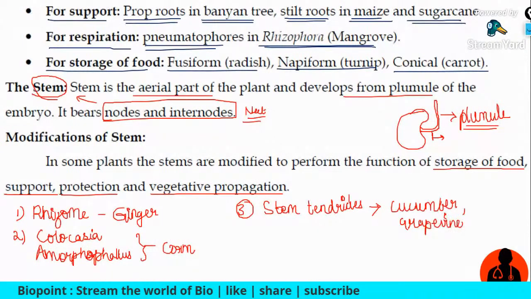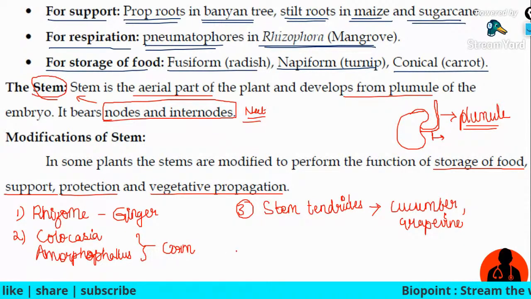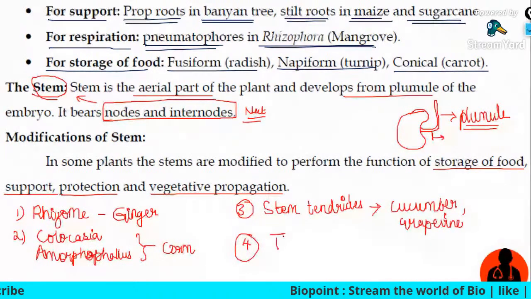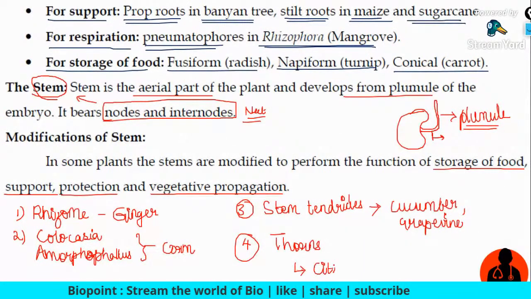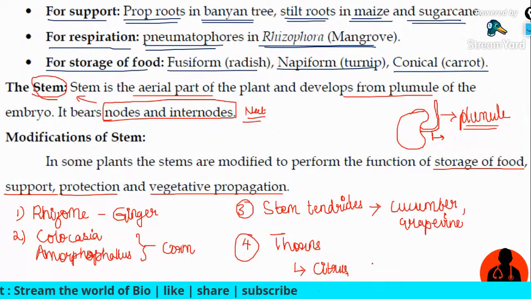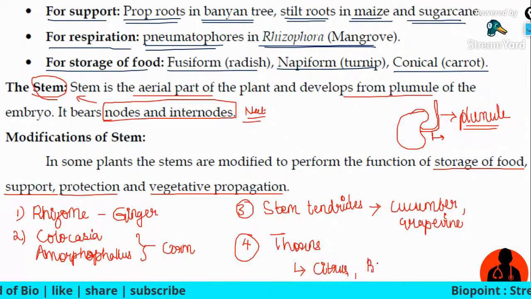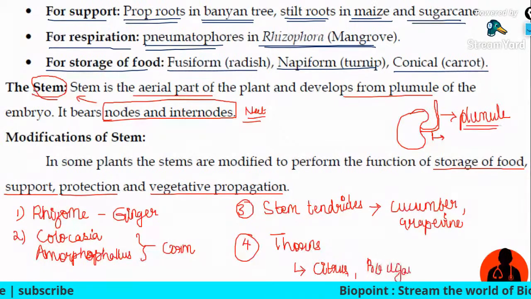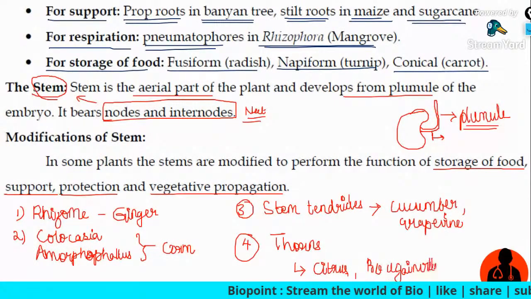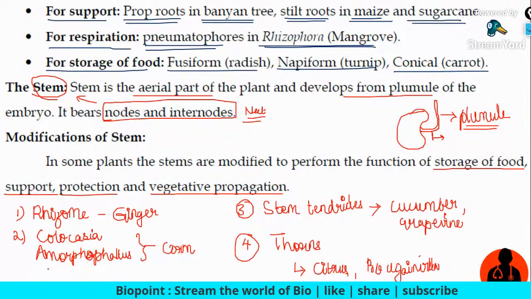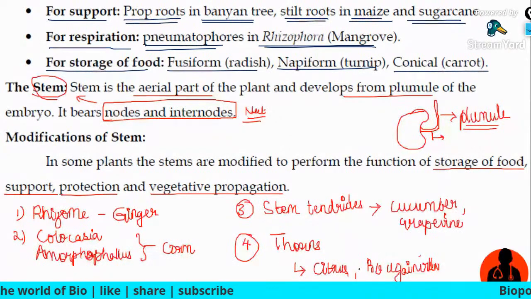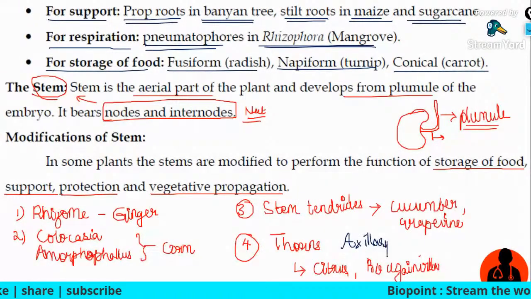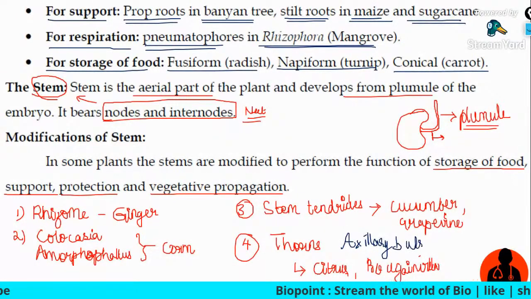Cucumber and grapevine, you will have stem tendrils. Then thorns are present in citrus, bougainvillea. They are actually the modifications of axillary buds of the stem. Very important previous year AIPMT question. So thorns are actually the modification of axillary buds of stem.